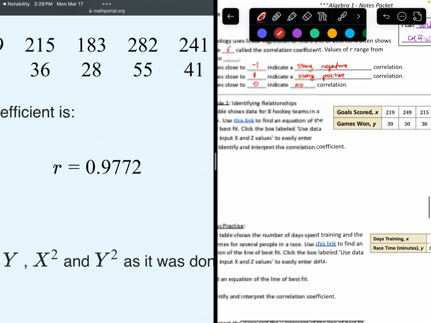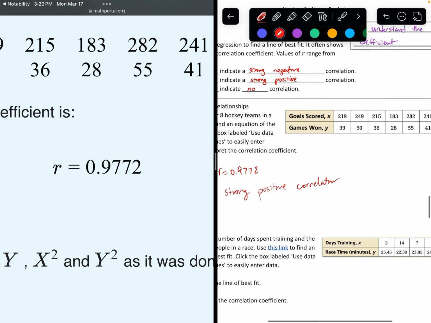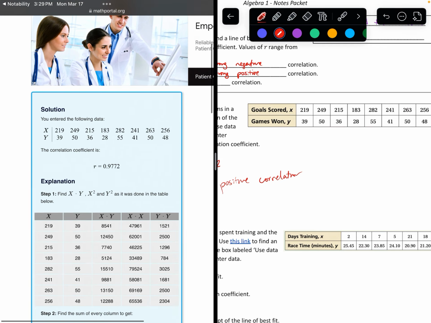So I found that my correlation coefficient is R equals 0.9772. What does that mean? That means, according to the notes that are above, there is a strong positive correlation. Now, always ask yourself, does that make sense? Well, think about it. The more goals you score as a hockey team, the more games you're going to win. So that makes sense.